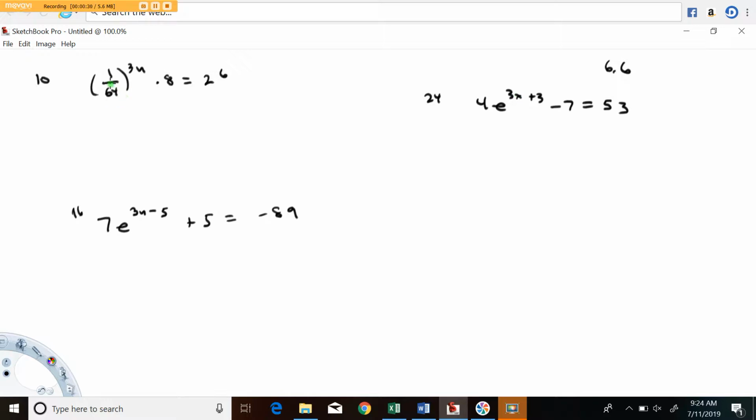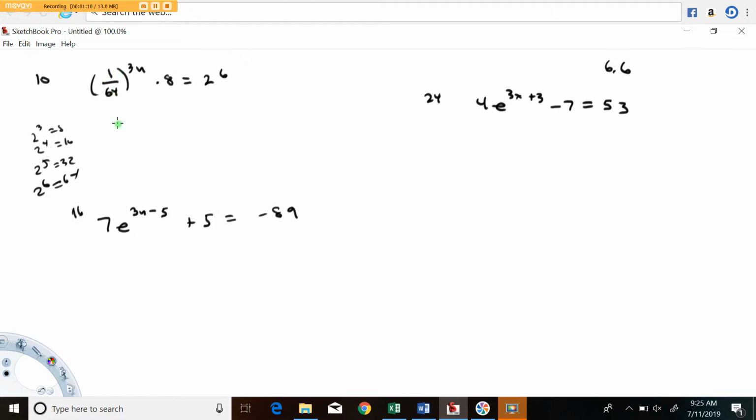Now you notice here this 64 is 8 times 8, and here we have an 8, and here we have a 2 to the 6th power is what that actually reads. So there's a lot of 2's floating around in this thing. We can probably write this as 2 to some power on both sides. So let's talk about this 64. 2 to the 3rd is 8, 2 to the 4th is 16, 2 to the 5th is 32, 2 to the 6th is 64. So this thing right here is 2 to the 6th, but it's 1 over 2 to the 6th.